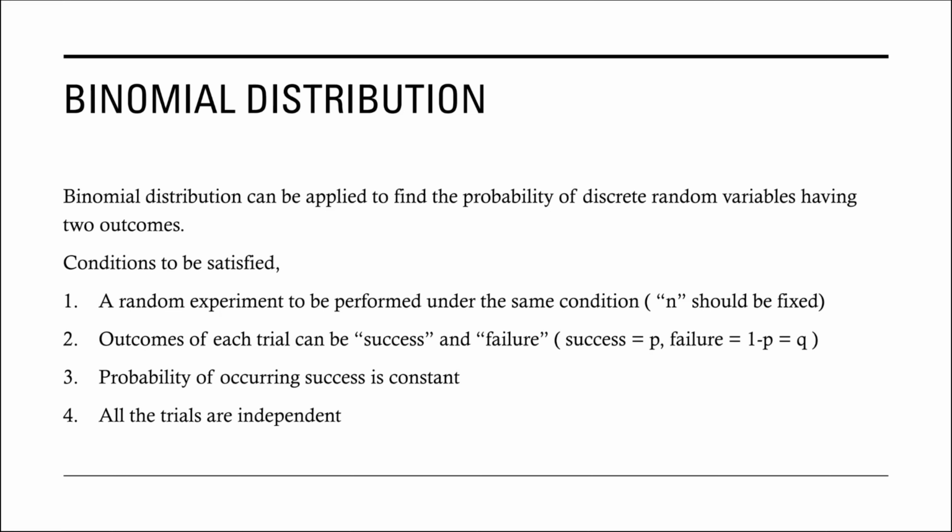And the probability of occurring success should be constant. And all the trials should be independent. That means the occurrence of one trial should not affect the occurrence of another trial. That's what it means when the trials are independent. So these are the conditions which need to be satisfied in order to perform a binomial distribution.